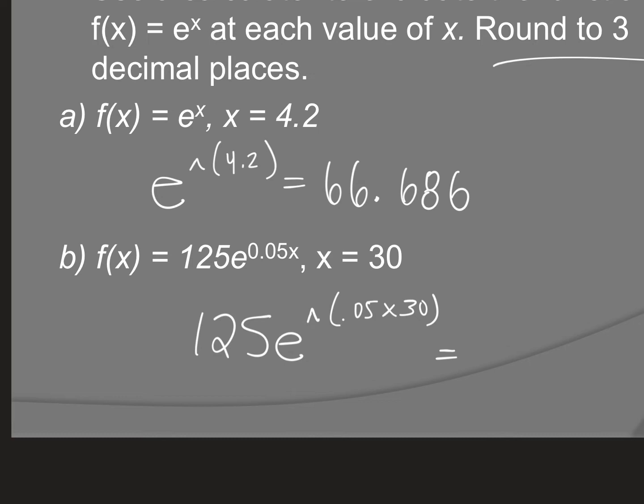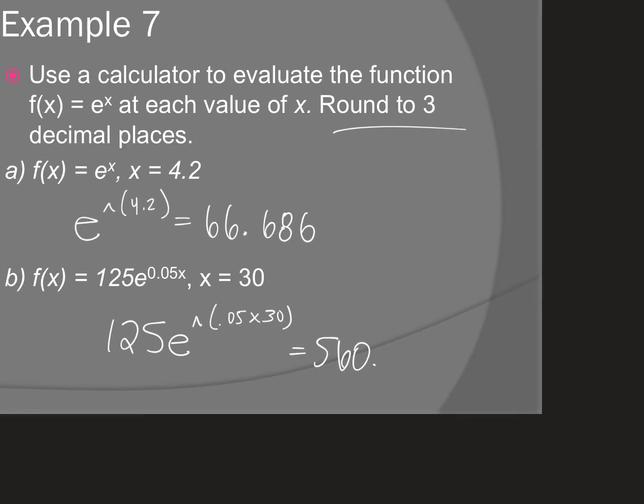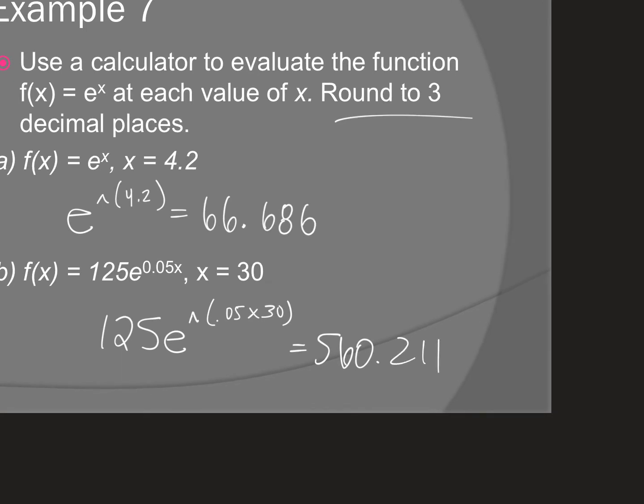Hit second ln, and then in the parenthesis you have 0.05 times 30. What do we get? 560 point, what was it? Well, it's 3 decimal places, so 211. Okay, perfect.